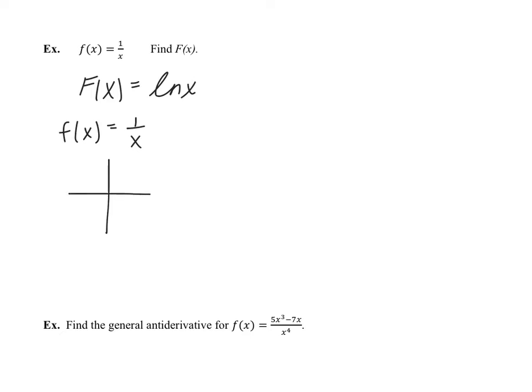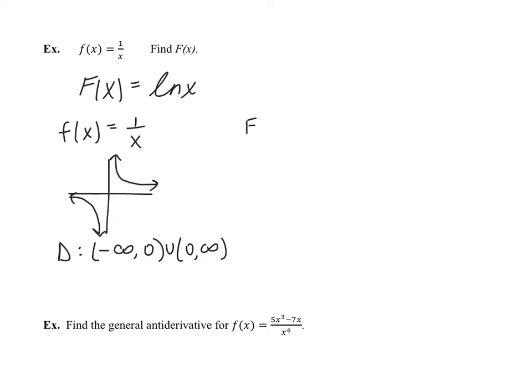You may remember this is the reciprocal function, and it has a branch here in the first quadrant, but it's an odd function. It also has another branch down here in the third quadrant. So the domain for this function is all numbers except for 0. That would be written negative infinity to 0, union 0 to infinity. So that was the function we were given.